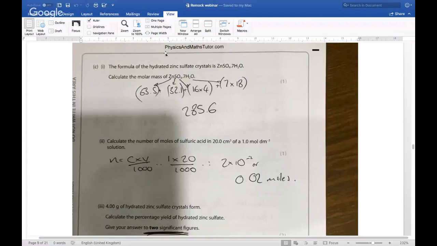Guys, this is GCSE, working out molar masses. You can see how I've done it. Zinc 63.5, sulfur 32.1. I've done a little sneaky trick of 7 times 18. I know that water's 18. I lost the oven mark. Oh, yeah, you're not allowed the oven. I lost it too.